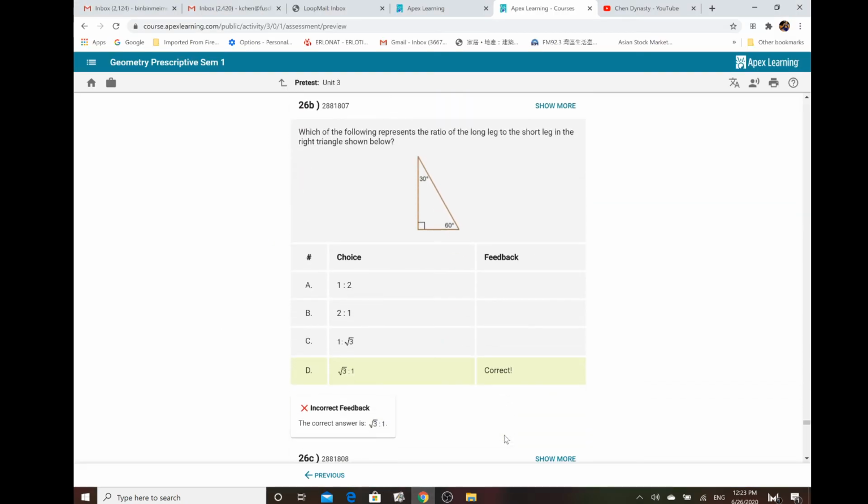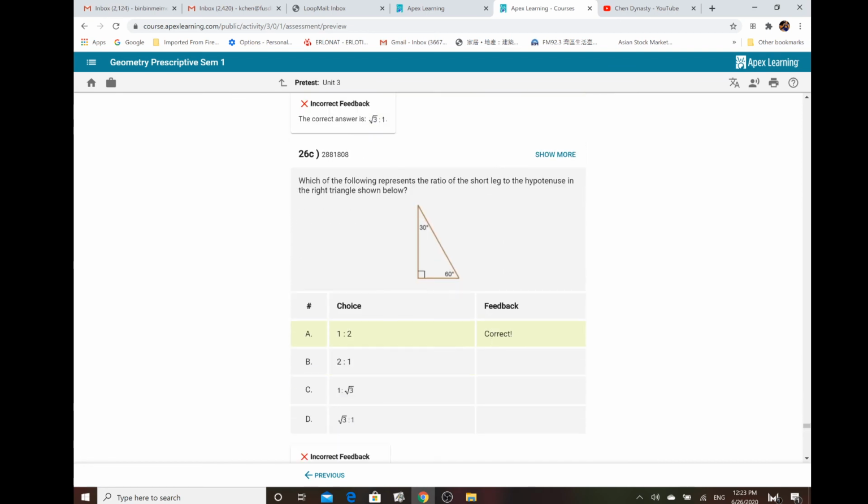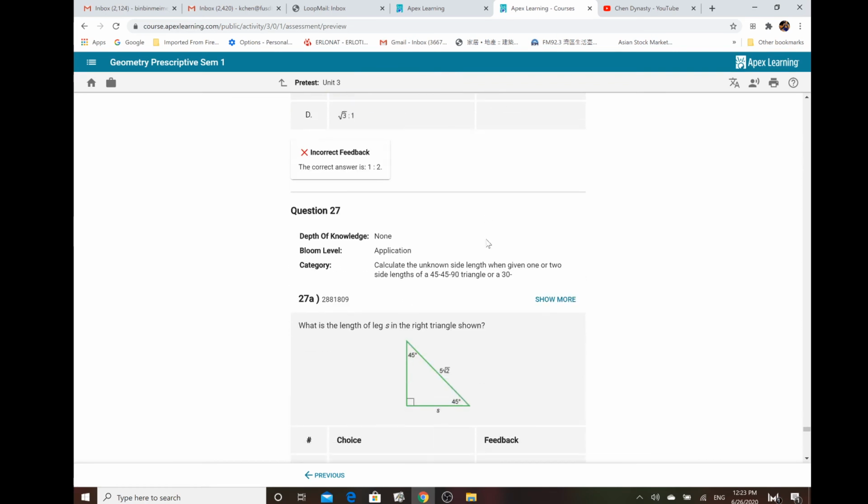Okay, so here's another one. This one will be the ratio of the longer leg to the shorter leg. Longer leg to the shorter leg, that'll be root 3 to 1. Shorter leg to the hypotenuse, so 1 to 2.